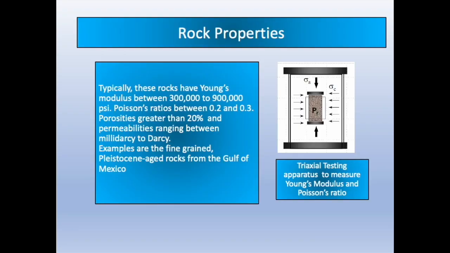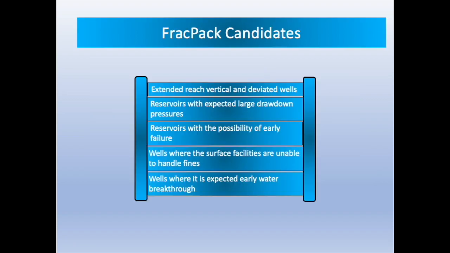Typically, these rocks have Young's modulus between 300,000 and 900,000 psi, Poisson's ratios between 0.2 and 0.3, porosities greater than 20%, and permeabilities ranging between millidarcy to darcy. Examples are the fine-grained Pleistocene-aged rocks from the Gulf of Mexico.